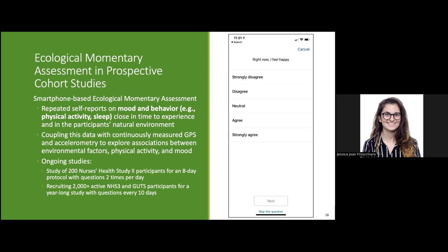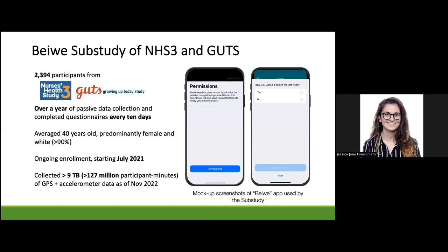But then we also have this other study that I'll talk about. This is this Viva sub-study of National Study 3 and also the Growing Up Today study. This is over a year of passive data collection. So we're trying to collect a year for each participant, and we're about three-quarters of the way through. And they answer a question every 10 days, so it's a little bit lighter on the annoyance factor. They don't have to answer a question twice a day.